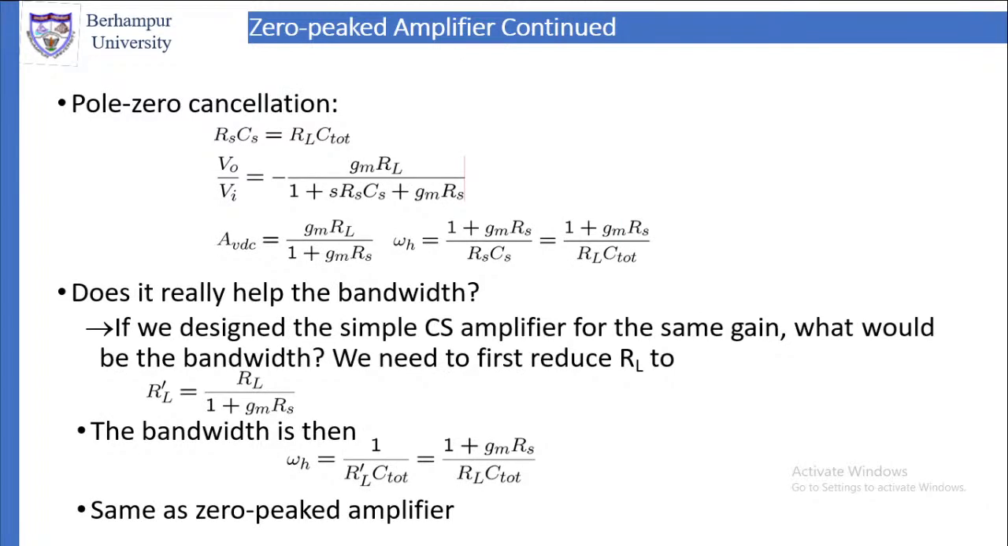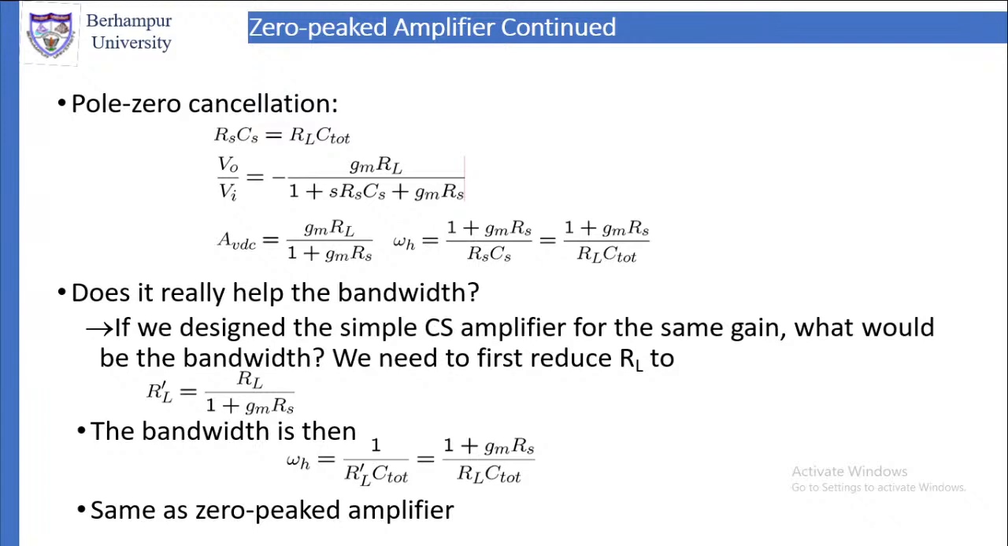So now let us do the analysis for zero cancellation. RS CS is equal to RL C total. That is the point that we have made. So doing this, we will cancel the first pole. Now Vo by Vi will be gm RL by 1 plus S RS CS plus gm RS. AV at DC will be gm RL by 1 plus gm RS.